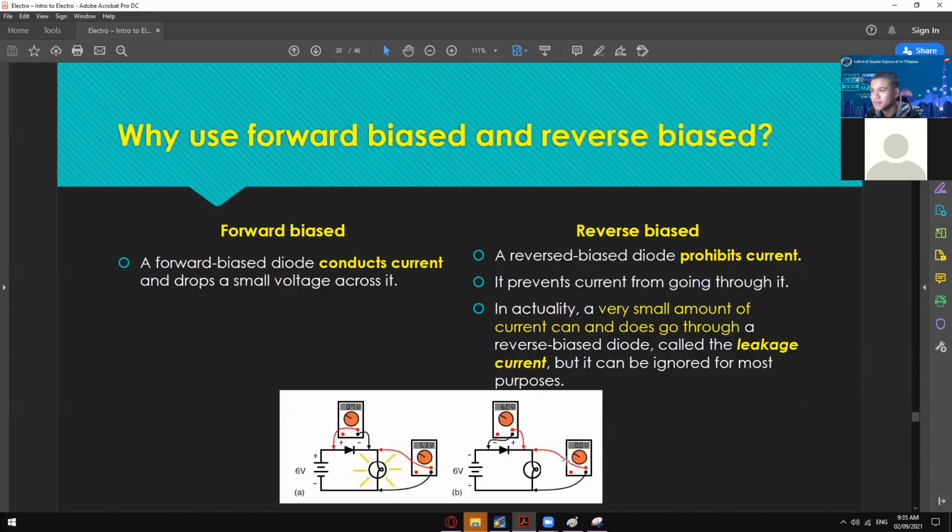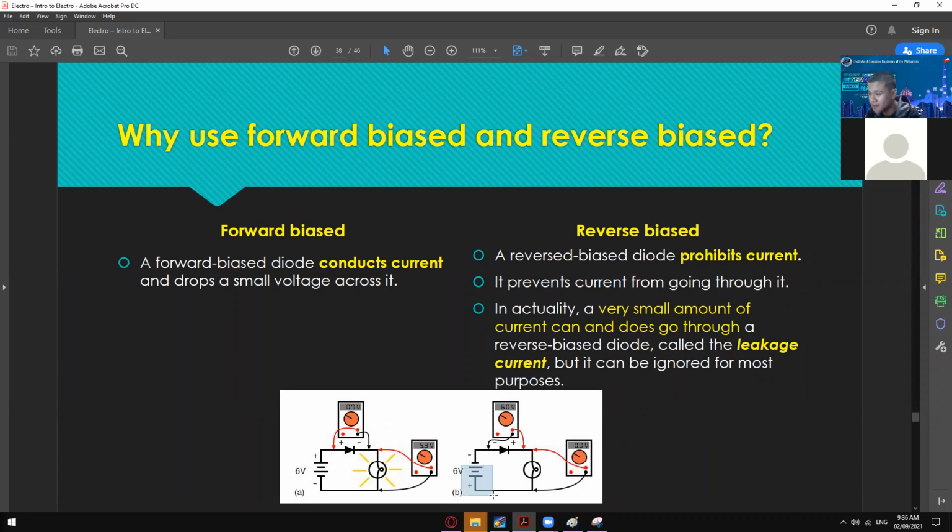Okay, great. So why use forward bias and reverse bias? They have their own special usage, but most likely if you want to have a normal circuitry, then you have to use forward bias. In some cases, we also use reverse bias. Then again, with forward bias, it conducts current, and with reverse bias, it prohibits the current. Okay. But in actuality, in reality, a very small amount of current can go through a reverse bias diode. So we call that one the leakage current.